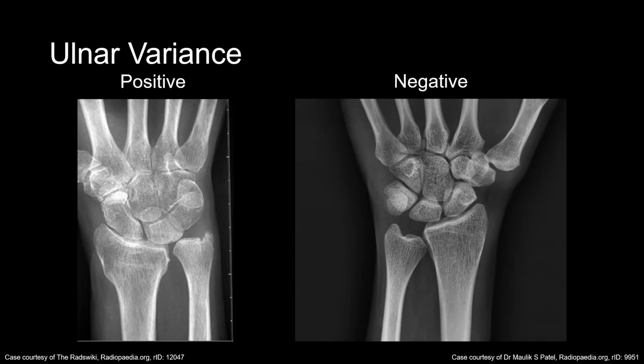So on the left, we have a positive ulnar variance. You can see how it's a little bit longer than the radius, and on the right, we have a negative ulnar variance where it is shorter than the radius.